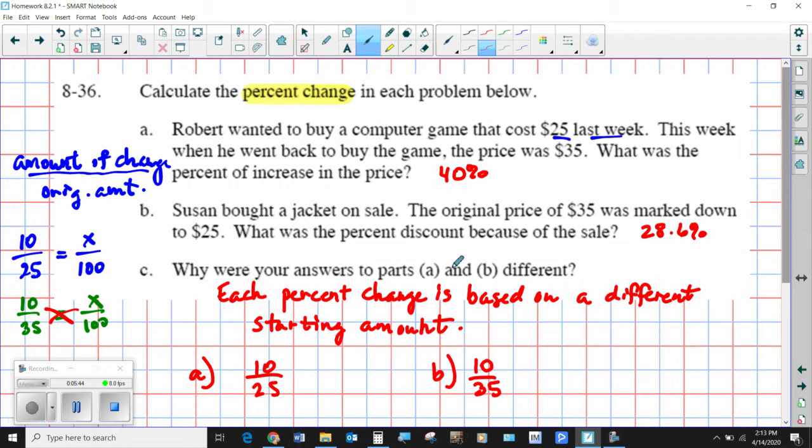Why were your answers different? Well, notice the percent change is always based on the original amount. Here, the original amount was 35. Here, it was 25. So if you have different starting amounts or original amounts, it's going to create a different ratio, which is going to have a different percent.